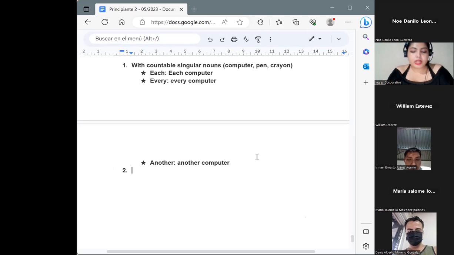Number two, with countable plural nouns. Aquí son nombres plurales contables.